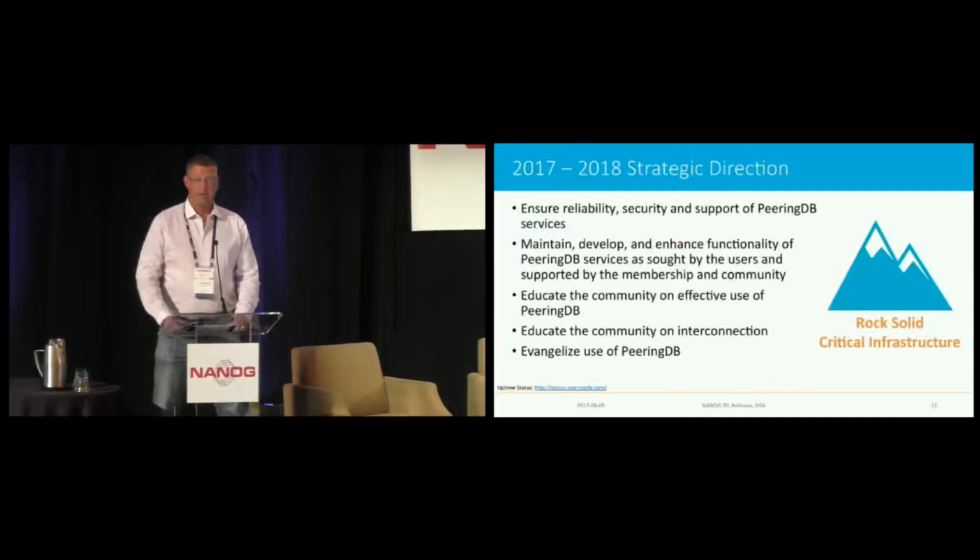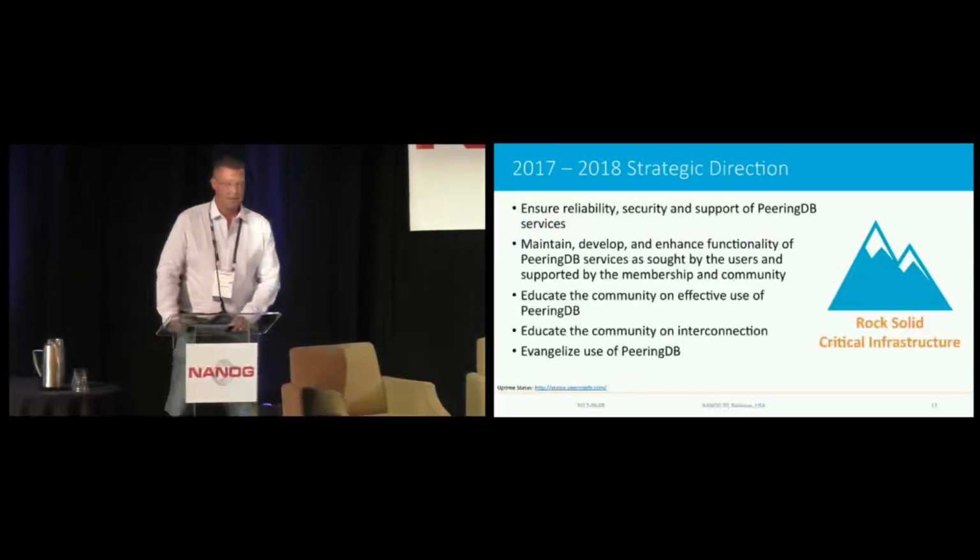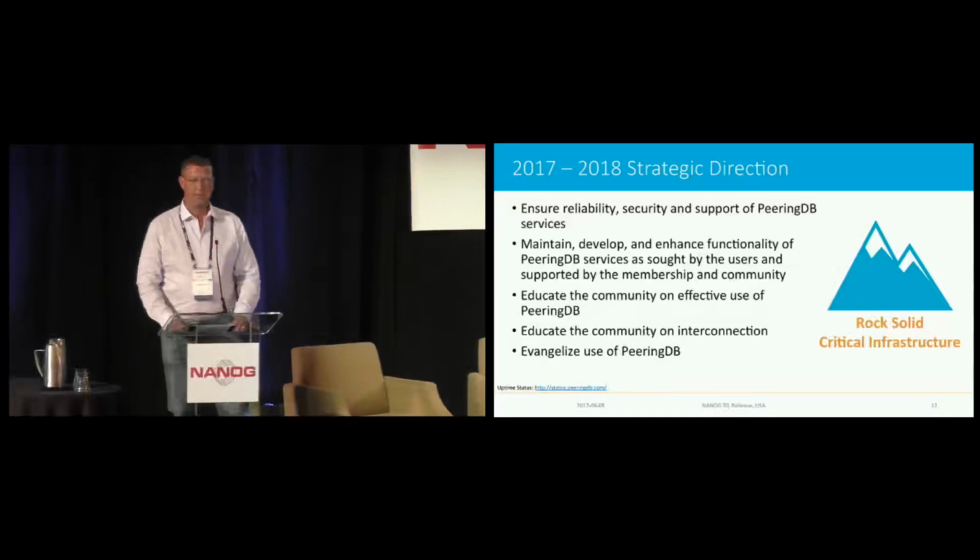All right, strategic direction. So we took the time to write down our strategic goals, and I'm just going to highlight a few of them. If you'd like to read the whole doc, they're all at gov.peeringdb.com. Our number one goal is to ensure reliability, security, and support of PeeringDB services. We want to maintain, develop, and enhance functionality of PeeringDB services as sought by the users in the community. We want to educate the community on effective use of PeeringDB, educate the community on interconnection, and of course, evangelize the use of PeeringDB.